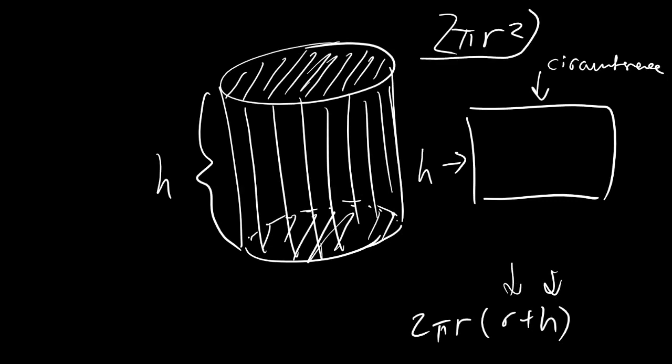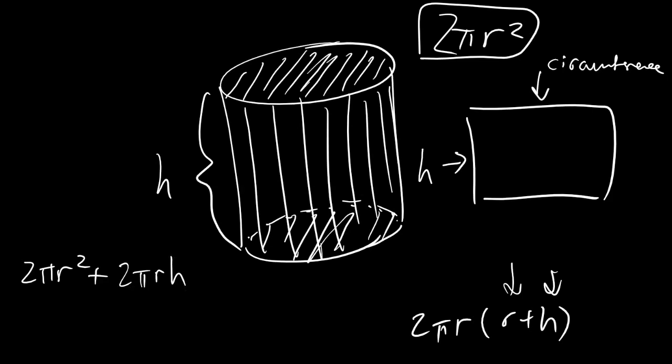So 2 pi r squared plus circumference, which is 2 times pi times r, right? 2r is diameter times pi. We just sort of rearranged it, times the height.